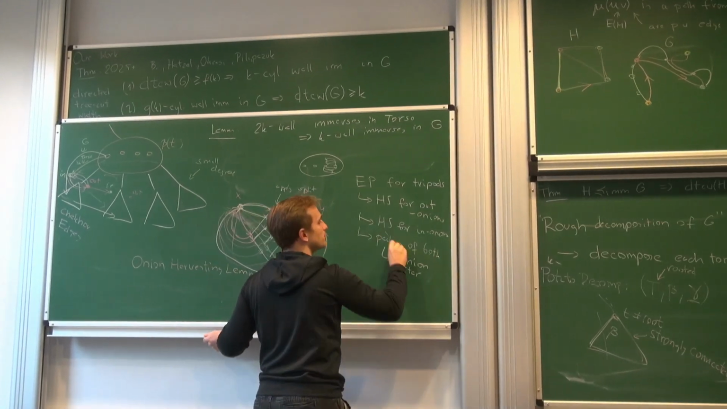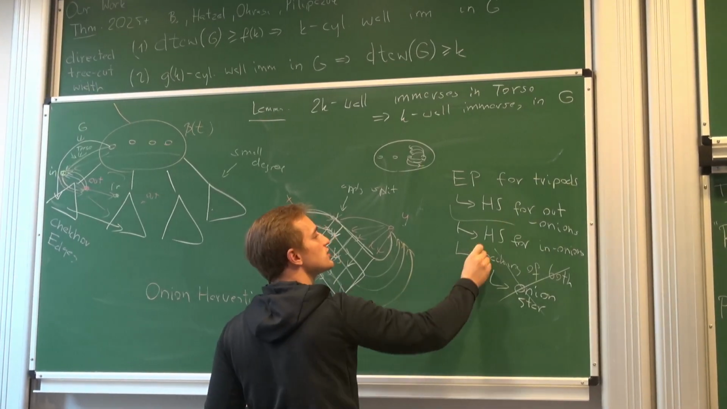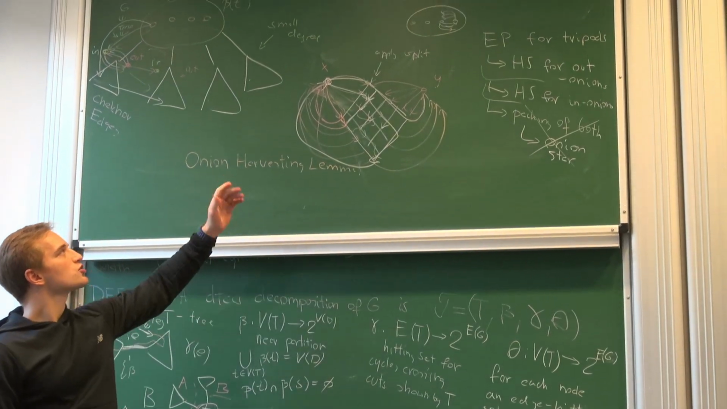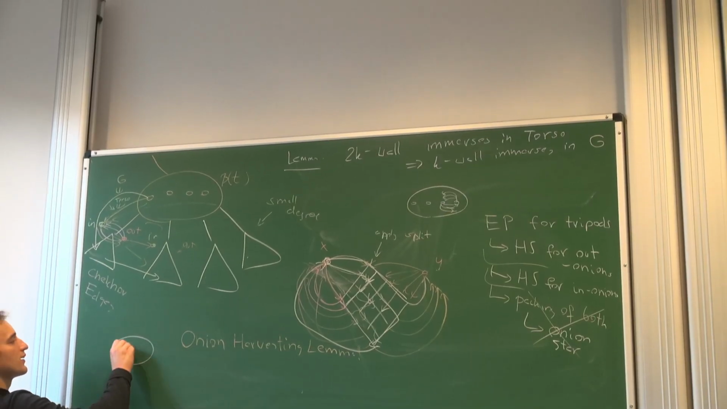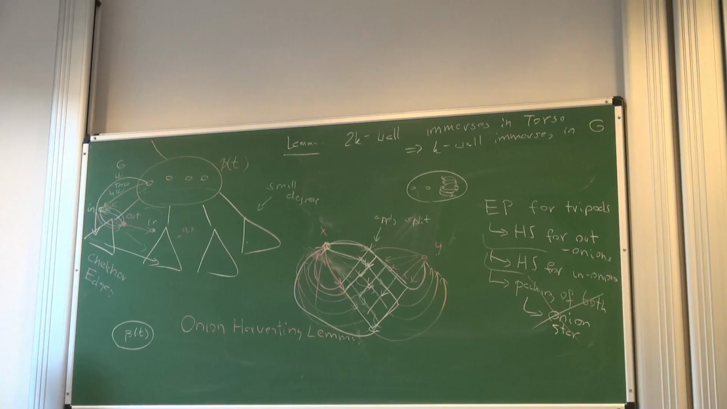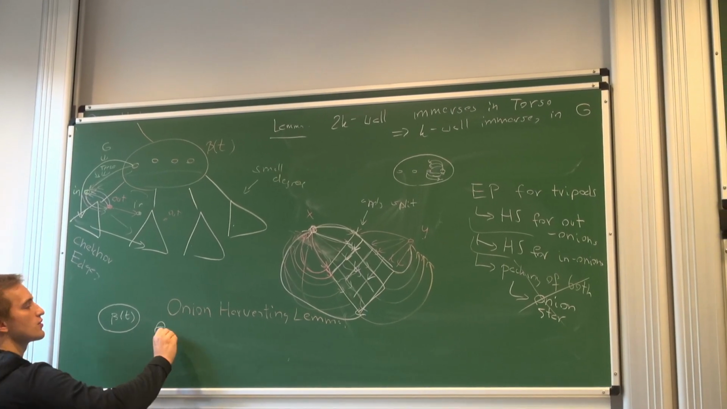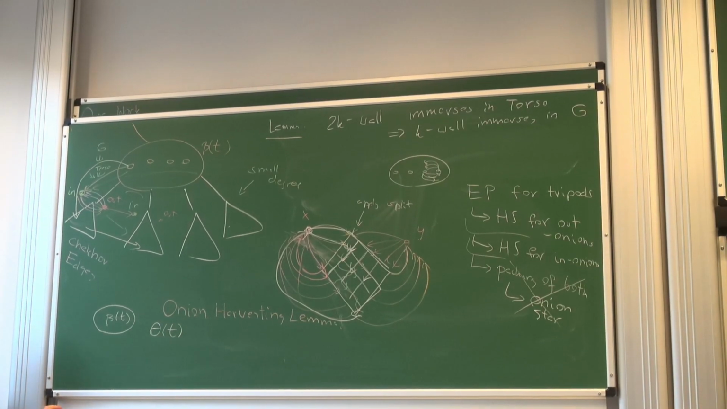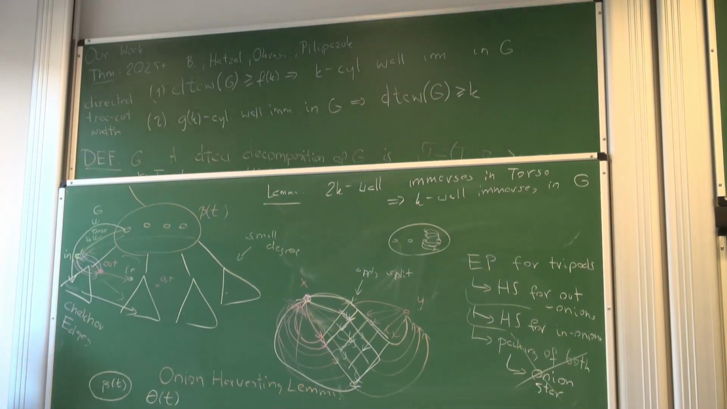So this cannot happen. So I either have a packing for out, a hitting set for out, or a hitting set for in onions. So a natural way to decompose the torso is to put this back here, beta of t, and this hitting set for onions gives me what's supposed to be theta of t, this fourth ingredient of our decomposition notion.